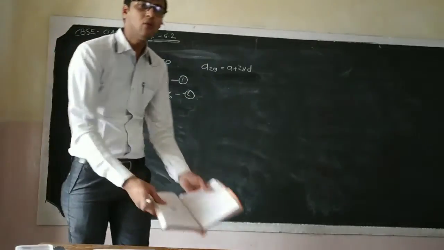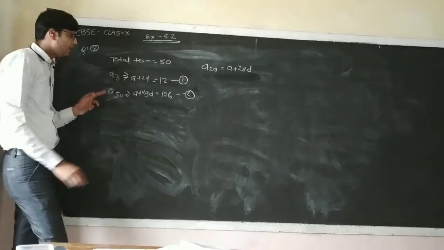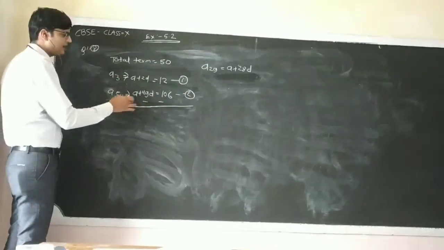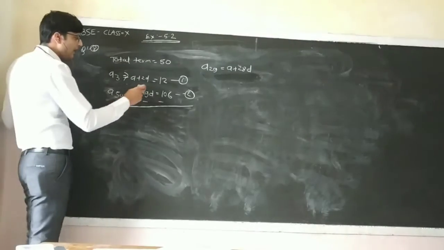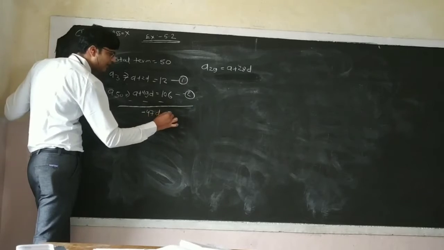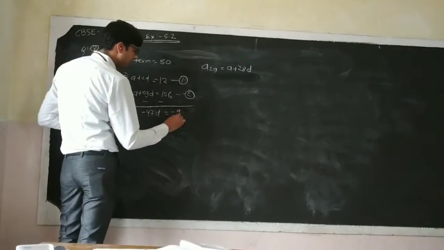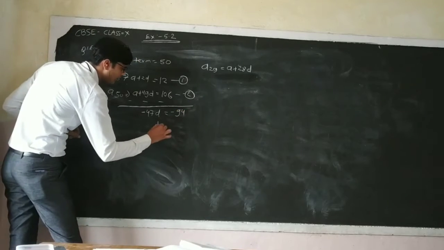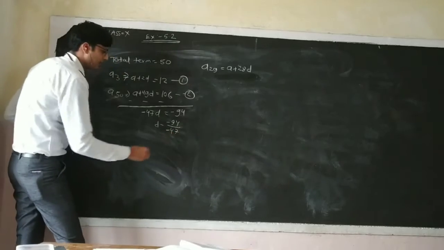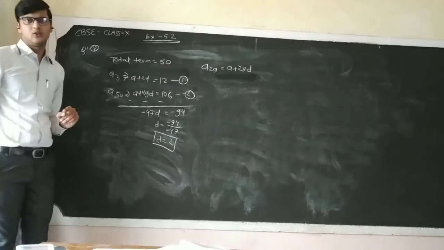We solve these two equations and find the values of a and d by the elimination method. Changing signs, a minus a becomes 0, and 2d minus 49d gives minus 47d, and 12 minus 106 is minus 94. So d equals minus 94 upon minus 47.